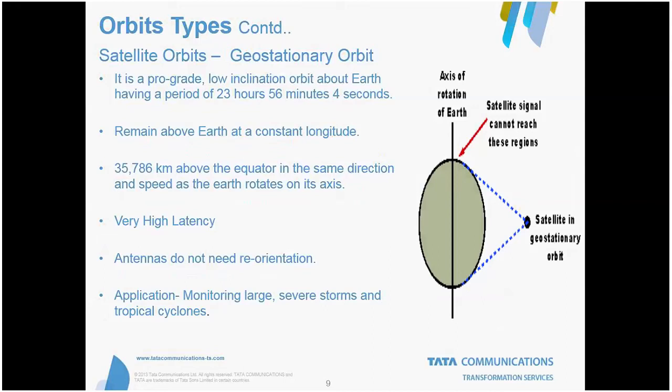They are mainly used to monitor storms, cyclones, etc. The disadvantages are that, as the distance is very high, propagation loss will be there, and the resolution of the images will not be good when compared to other satellites, etc.